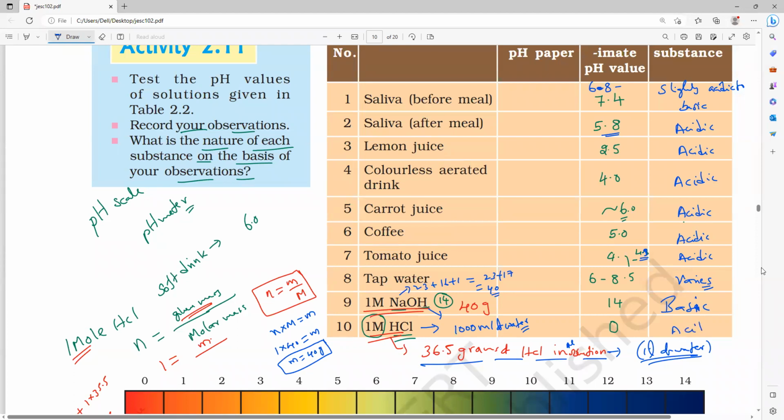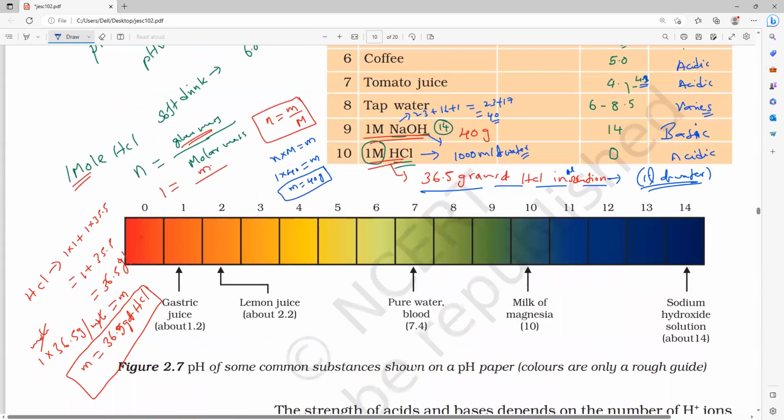Zero. Acidic. Okay. Next. Sir, they are asking pH color. So this pH color is only based upon universal indicator. So this is the pH of some common substances shown on a pH paper. Colors are only a rough guide. Rough guide. Okay. So let us see that.